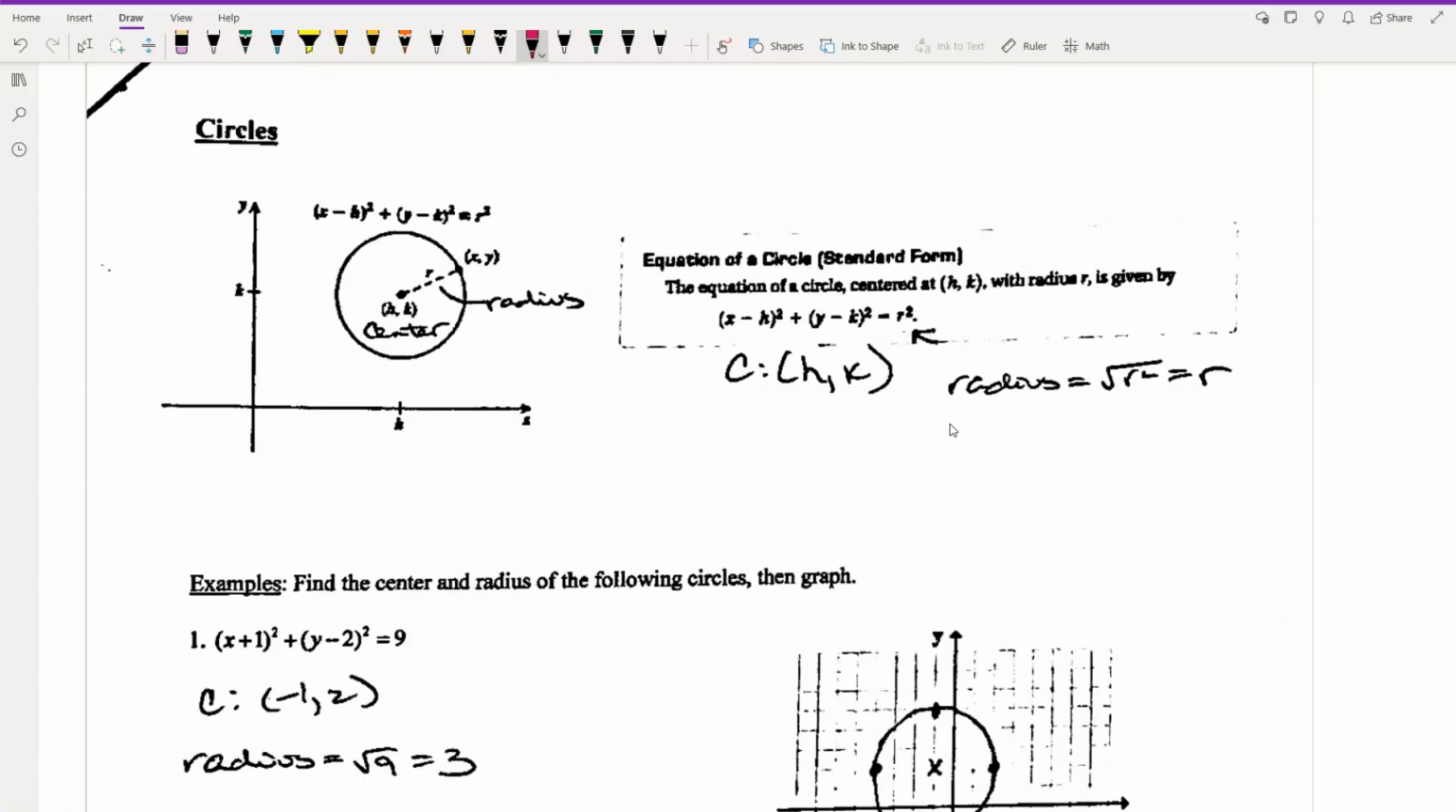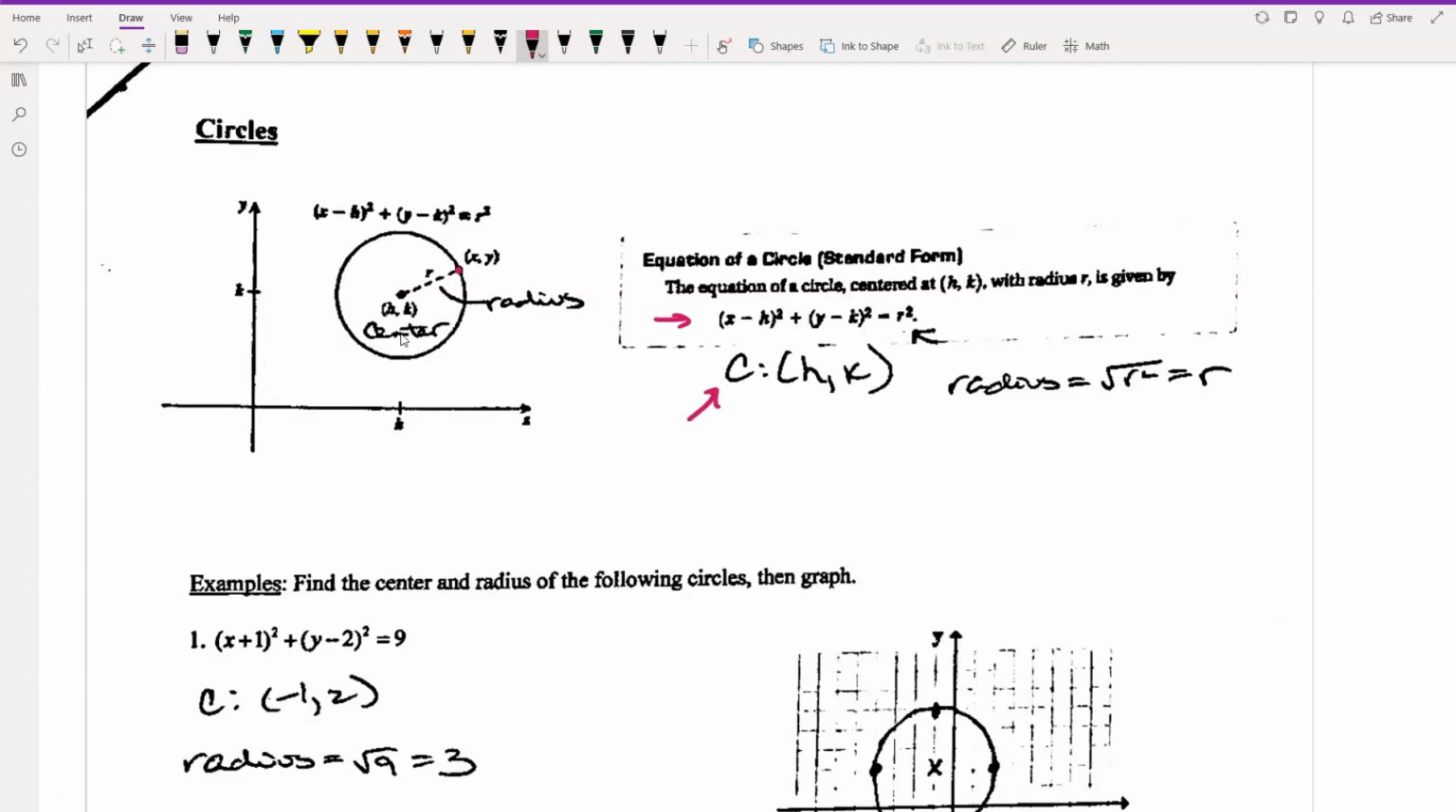Circles. Here we have (x minus h) squared plus (y minus k) squared equal to r squared. The center is (h, k), and we have this point on the circle, (x, y), and this part is the radius, r. This is our equation: the equation of a circle centered at (h, k) with radius r is given by (x minus h) squared plus (y minus k) squared equal to r squared.